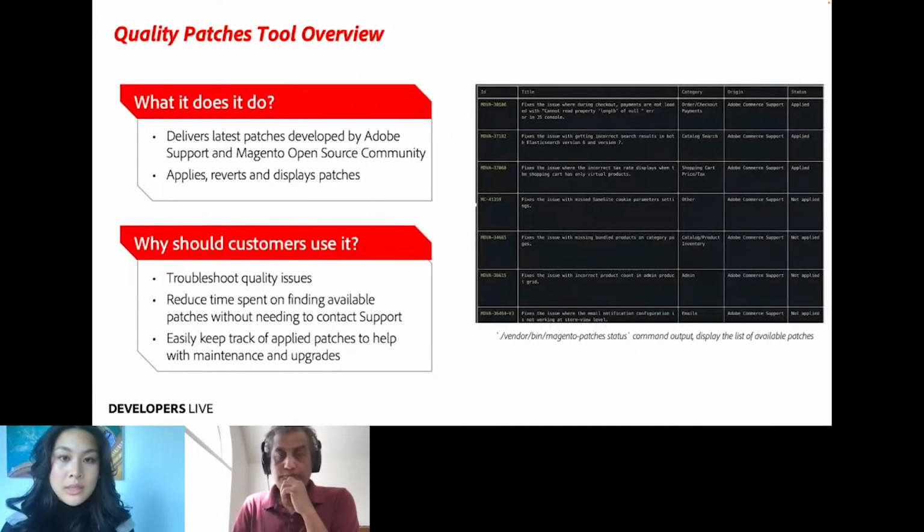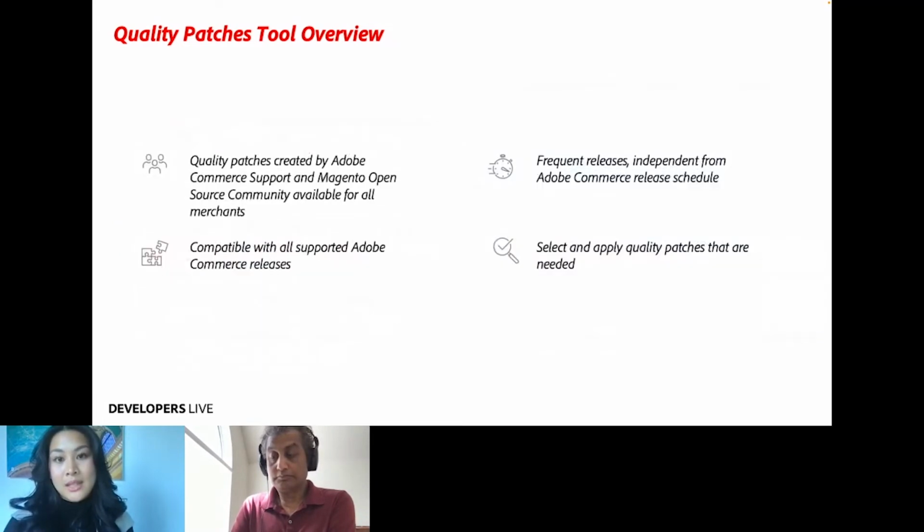So what does it do? Like I said, it delivers the latest patches developed by our own Adobe support team and our open source community, but it also allows you to view general information about the latest quality patches and apply and revert those patches as well. Customers should use it to troubleshoot quality issues that have been detected. And it also reduces time spent on finding available patches without needing to contact support. And customers should use it to easily keep track of the applied and available patches to help with maintenance and upgrades. So let's go over the main capabilities of the tool.